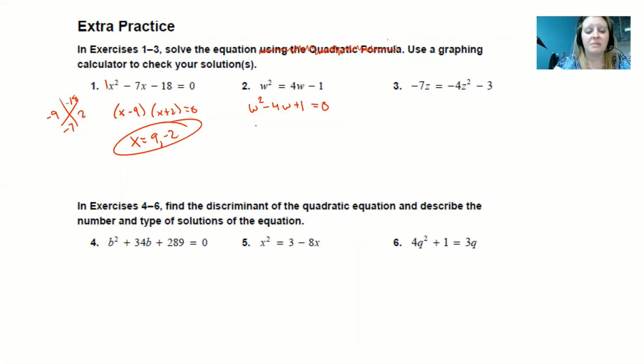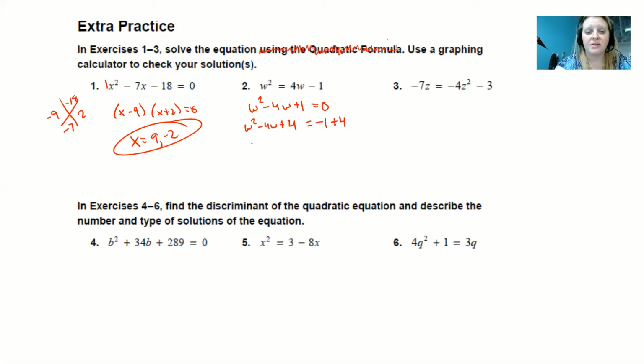So we're going to have to either use quadratic formula or complete the square. It doesn't matter which way you want to do it. Personally, I would probably complete the square because I know that 4 is a very friendly number to work with when we're cutting things in half. So I'm going to move this 1 over, and we're going to add b over 2 squared. So 4 over 2 is 2. When you square it, you get positive 4.